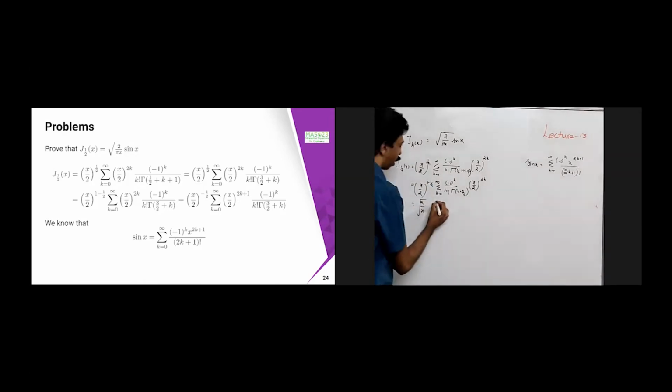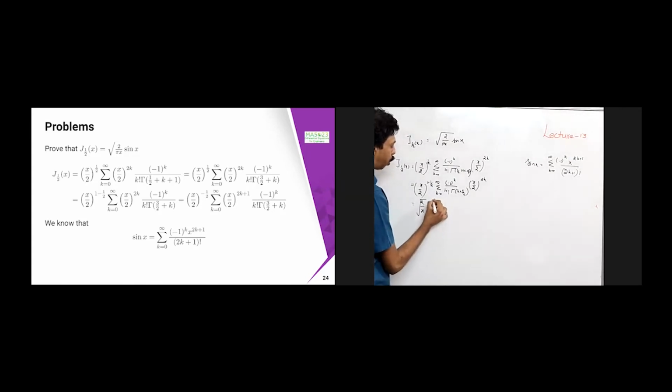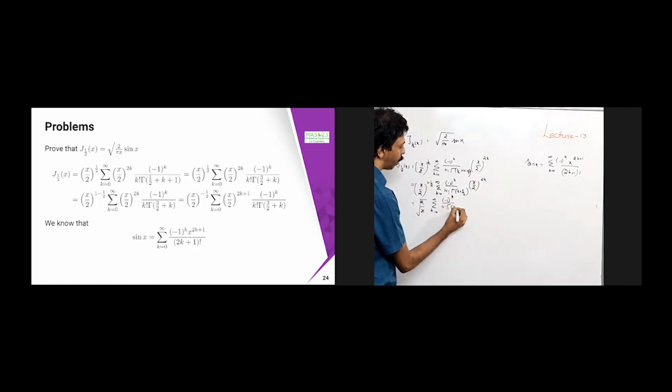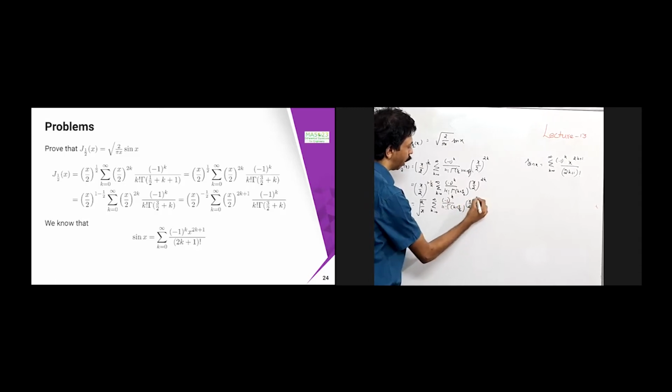So x power minus 1 by 2 I can write it as square root of 2 by x summation k equal to 0 to infinity. I can put this x by 2 inside. So this is going to become minus 1 power k factorial into gamma of k plus 3 by 2 into x by 2 power 2k plus 1. Okay, so almost we got this one.